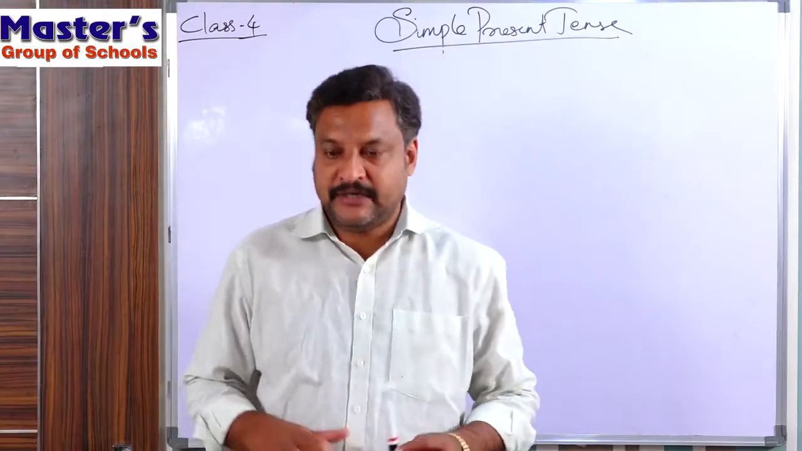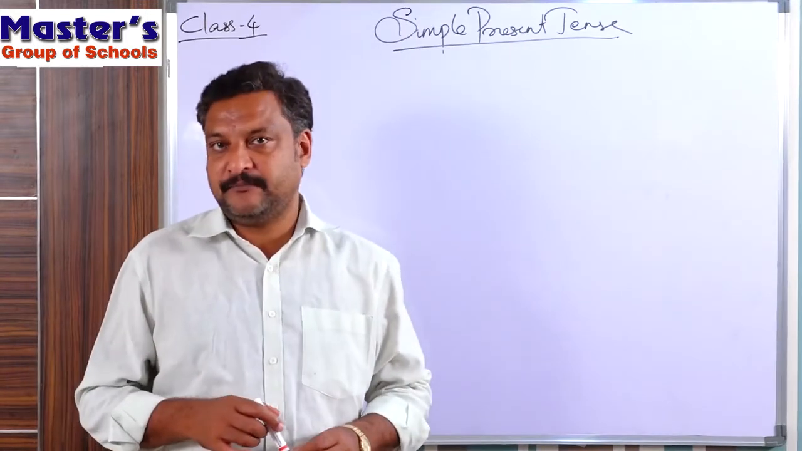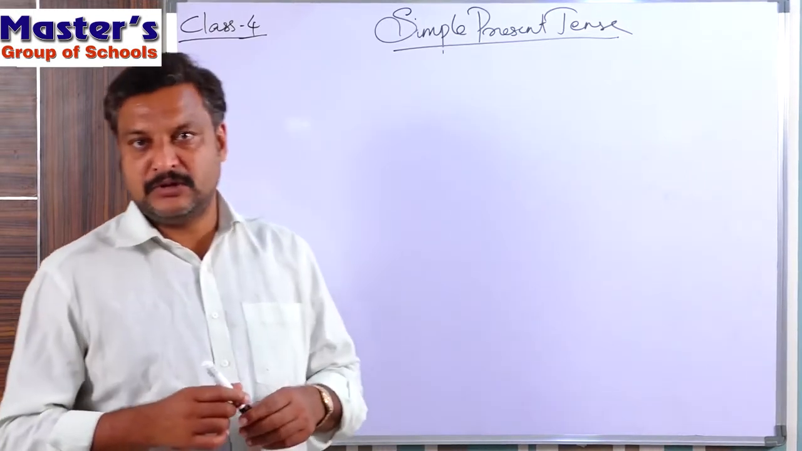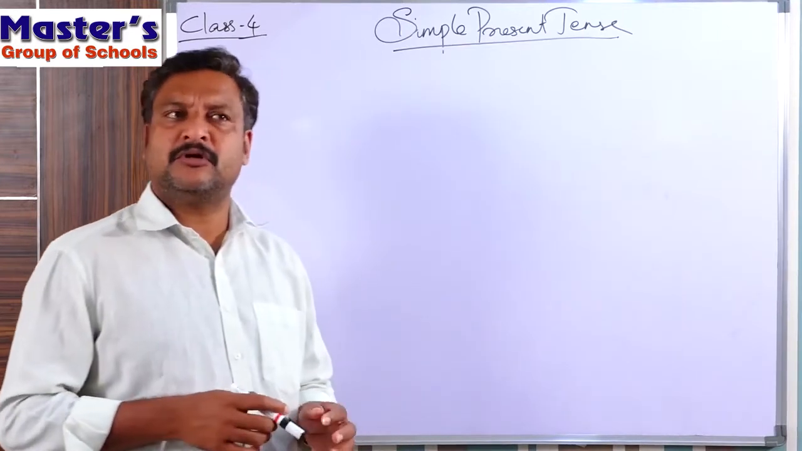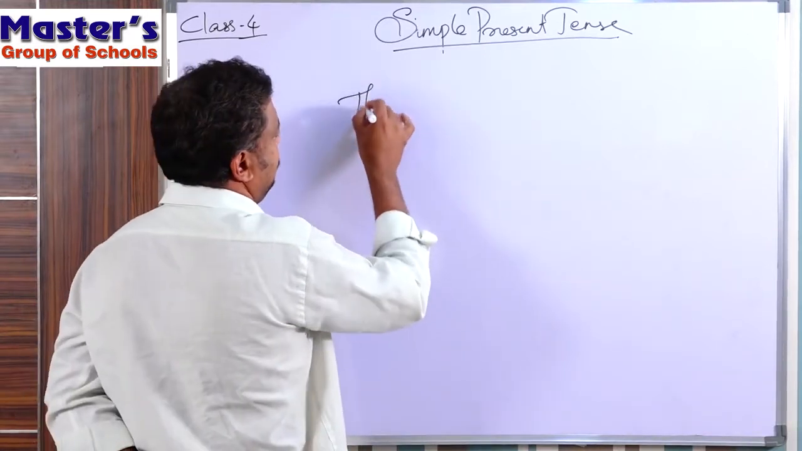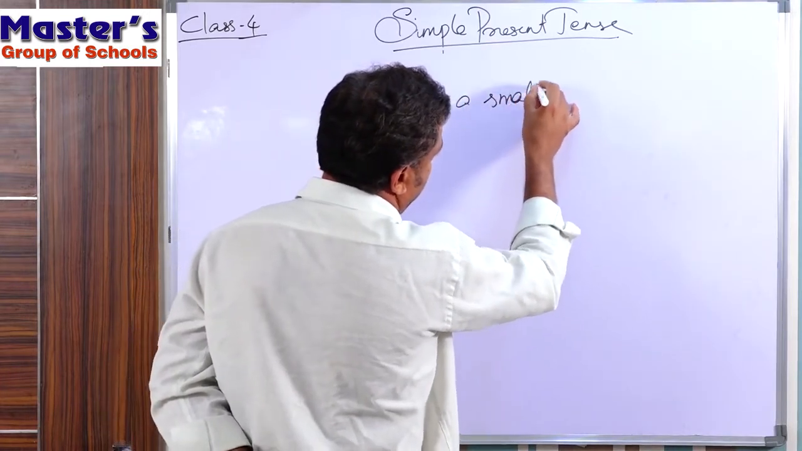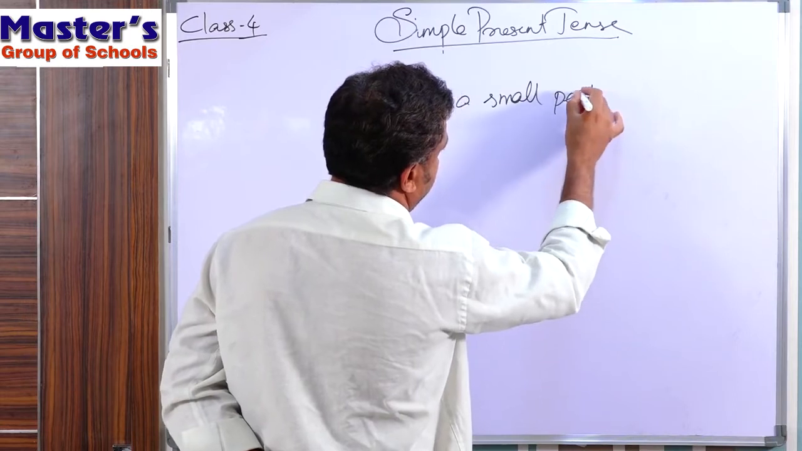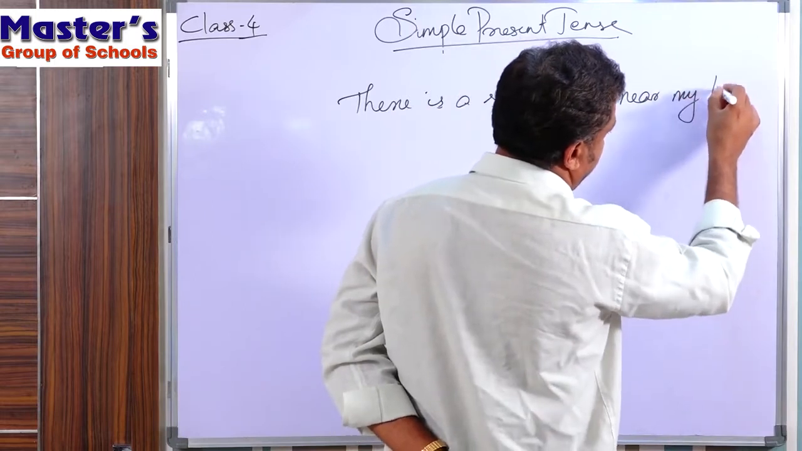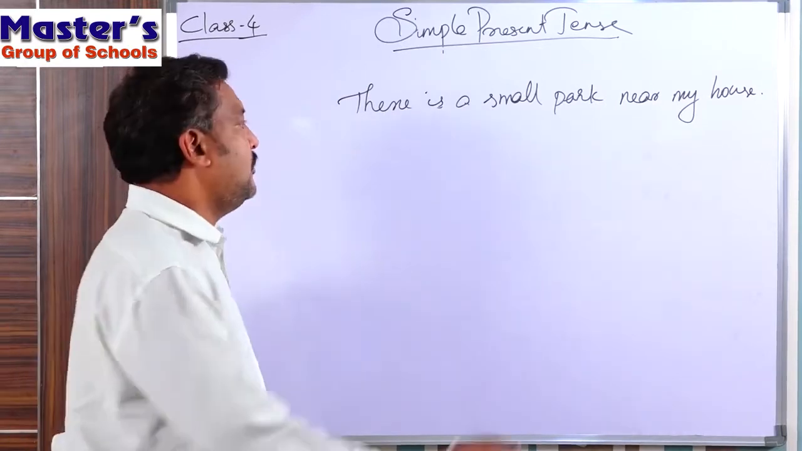So children, we have completed the lesson part and it is time now for us to do something with the grammar part, okay? Now, I'll write a few sentences on the board about a park. The first sentence I would like to write is, there is a small park near my house.